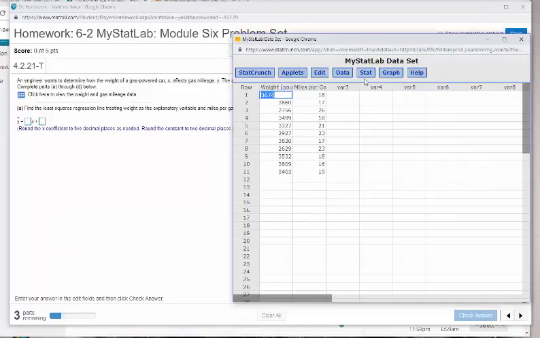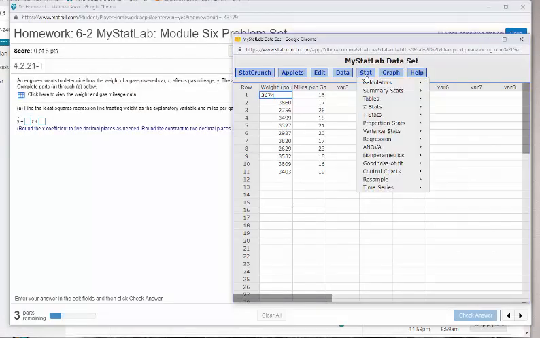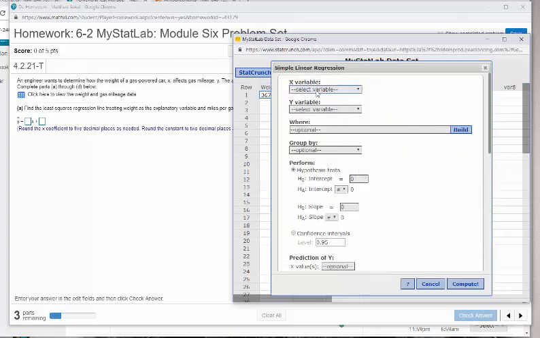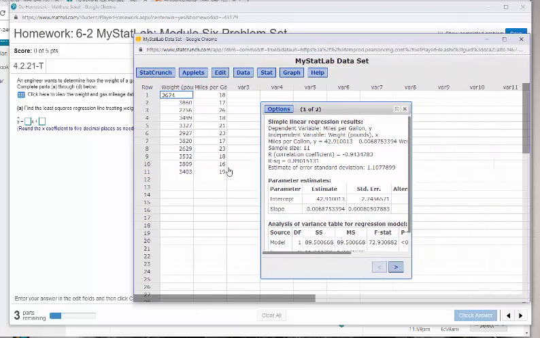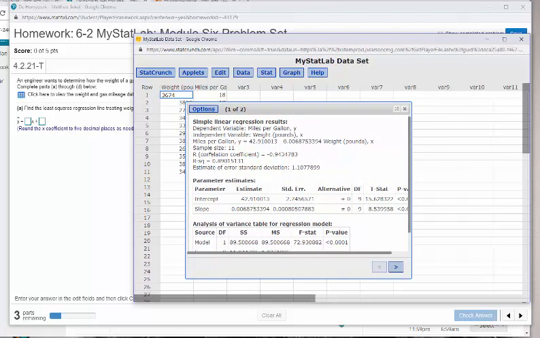The way you find the linear regression line is you go Stat, Regression, Simple Linear. Your X variable is weight, your Y variable is miles per gallon, and all you do is hit Compute. If you look here, it says your equation for miles per gallon, Y, is equal to, this is weird, they put the constant first, and then the slope. Another way to see it that's a little better is the slope is right down here, the X value.